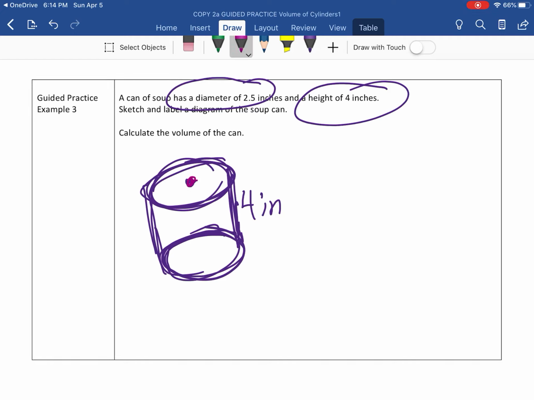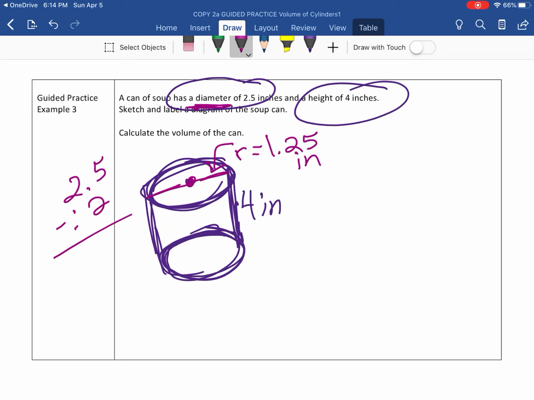And it tells me that the diameter is 2.5 inches all the way across it. So what is 2.5, the diameter, divided by 2? What do you end up with? Hopefully you're going to tell me that the radius equals, correct, hopefully 1.25 is what you should get. Just think of it as $2.50. What's half of it? $1.25. So our radius now is 1.25 inches.